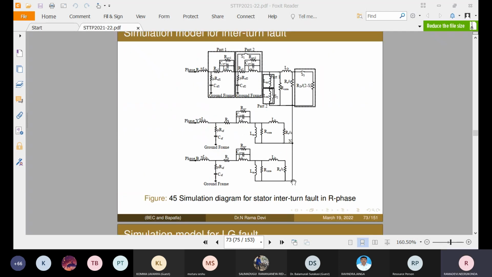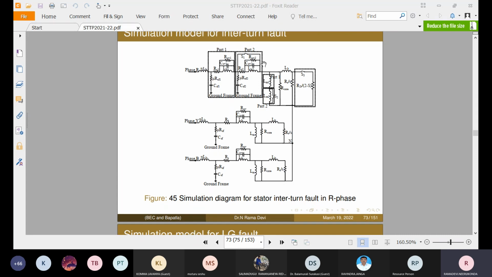So this is the model which we take for transient analysis or fault analysis in the system. Here we created an interturn fault in R phase, so that we are observing interturn faults in R phase. So this is the R phase.